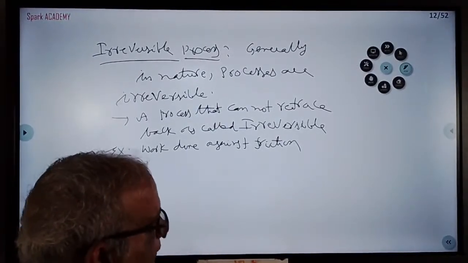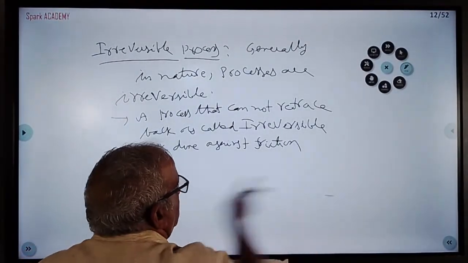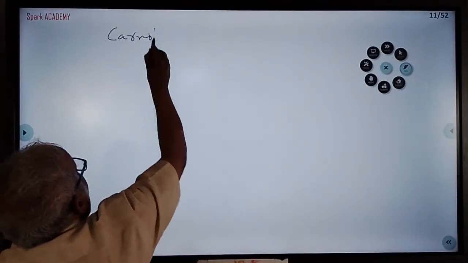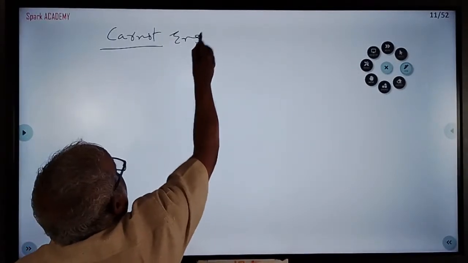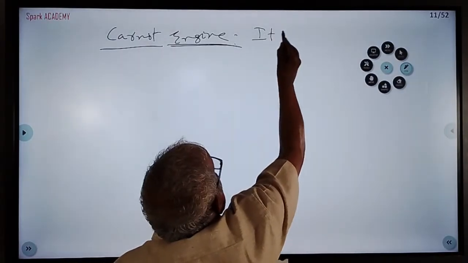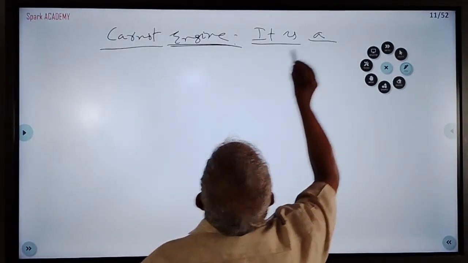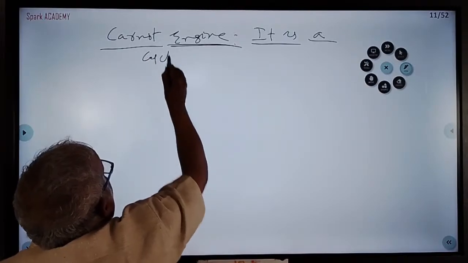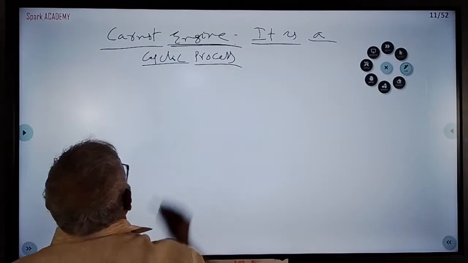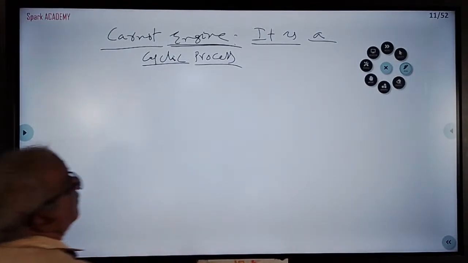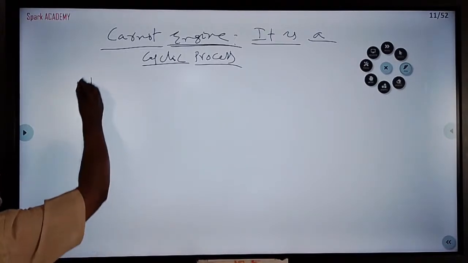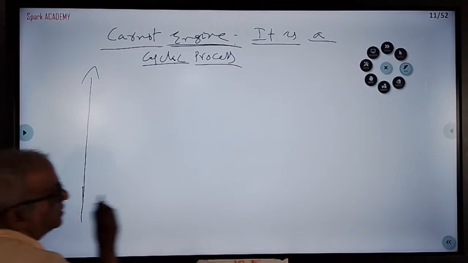They cannot retrace back. Now I am telling about Carnot engine. Carnot is a scientist. Carnot engine is a cyclic process. Cyclic means I am drawing a diagram and showing that Carnot engine is a cyclic process. Students, I am drawing the PV diagram, pressure versus volume.